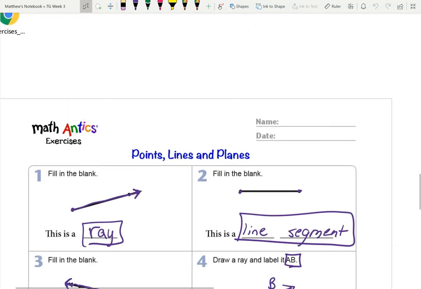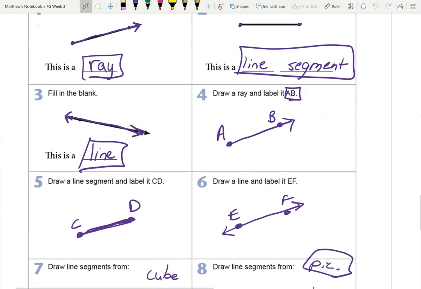And this is your only sheet for today after you watch the Edpuzzle and complete the exercise sheet here.